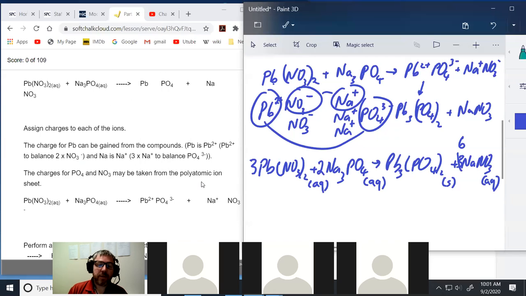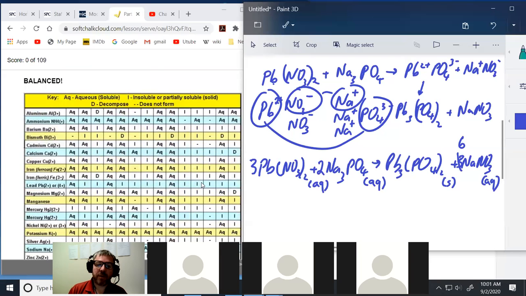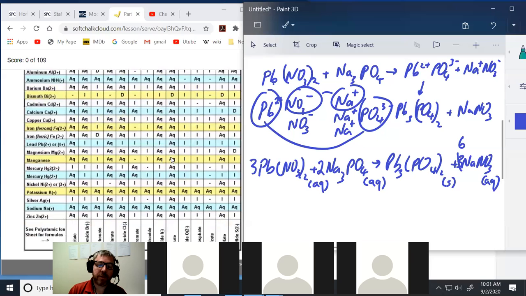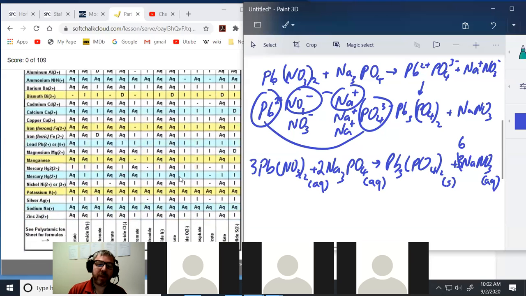Quick question. Is there any way to do it without the chart, just by looking at the compound itself and saying, oh, that's ionic, so it's probably going to be soluble in water? No, not really. You just have to go off the chart. There's too many exceptions. I mean, there are some standard rules, like all nitrates, for example, are soluble. You notice all nitrates are AQ. But all the other ones, there's just too many exceptions, and I just wouldn't want to deal with it.